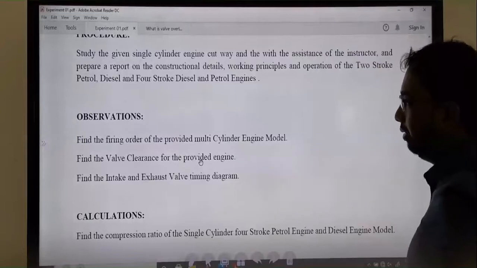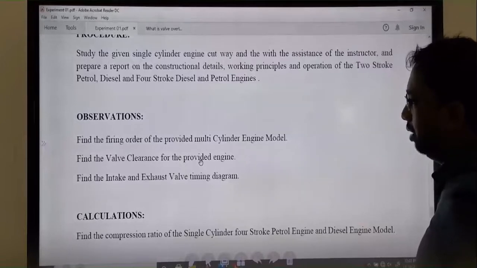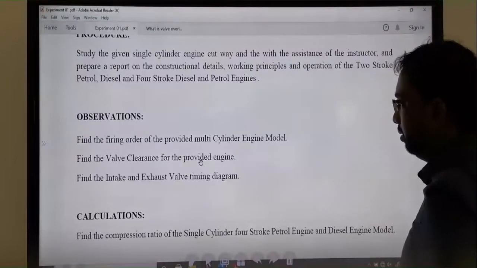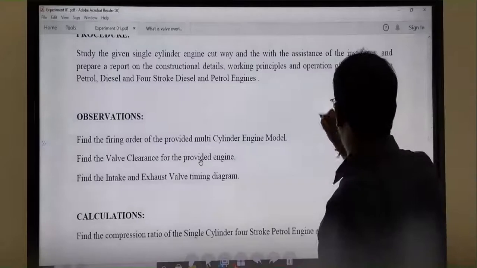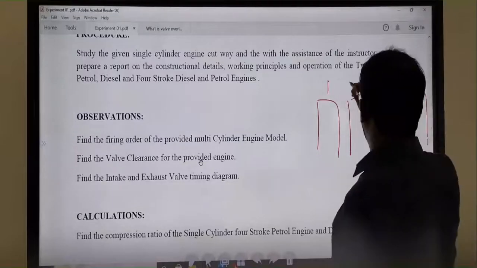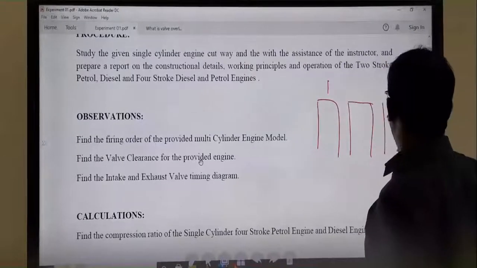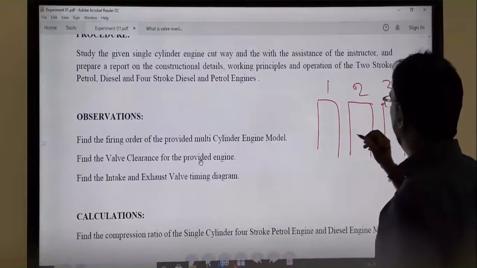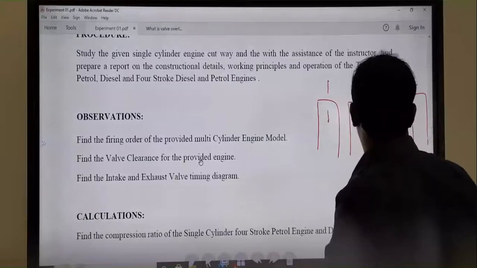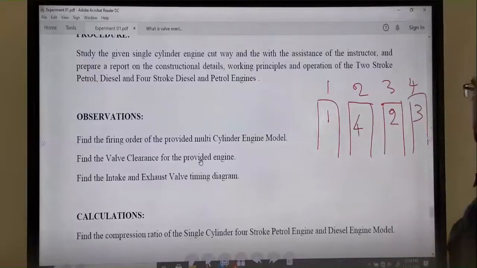And the other thing is the valve clearance provided on the engine. So I will tell the valve clearance. The valve clearance means, you now know the firing order. Okay, 1, 2, 3, 4. So first firing order, I write here. This is first actually. This is the second firing order. So according to this, the valves are opened.